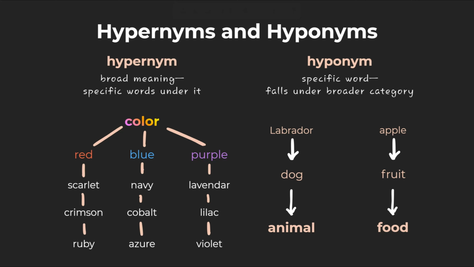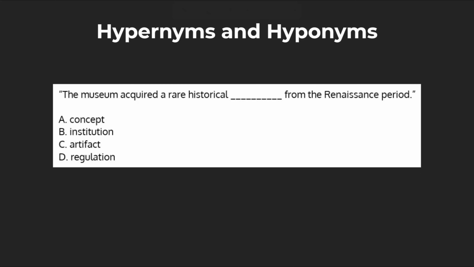With sentence completion questions, this means the correct answer may be more general or more specific than the word you initially had in mind. For example, the museum acquired a rare historical blank from the Renaissance period. A. Concept, B. Institution, C. Artifact, or D. Regulation. When reading this sentence, you may naturally fill in the blank with a specific word like painting or sculpture. That's a reasonable starting point, but the exact word you come up with doesn't need to appear in the answer choices for the correct answer to be there.